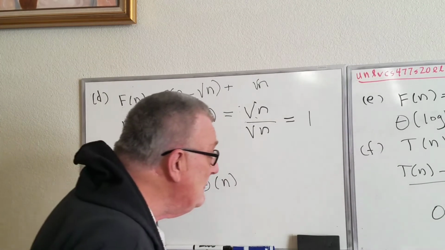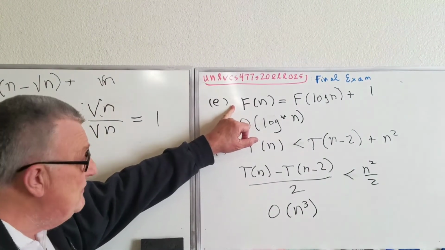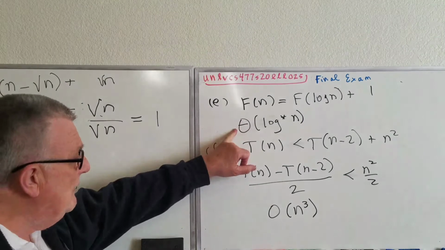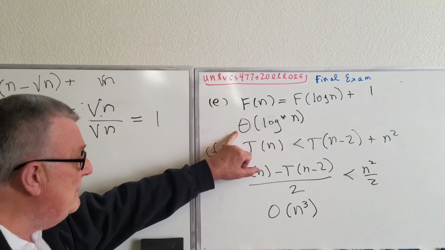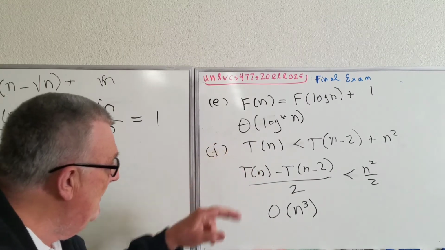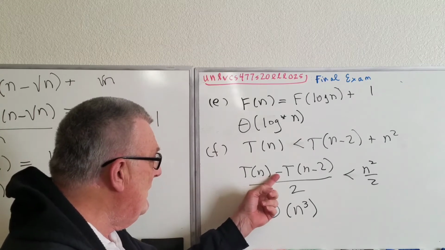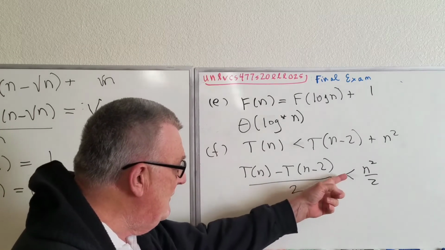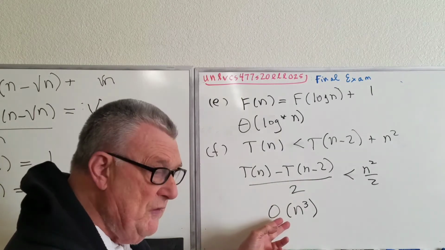Moving along to number 2e, I know there's a complicated substitution way to do this. However, I would have expected you to remember that the answer is theta of log star n. All right, now moving to this one here. This is antiderivative. We subtract g of n minus 1 from both sides and divide both sides by 2. And the answer is theta of n cubed.